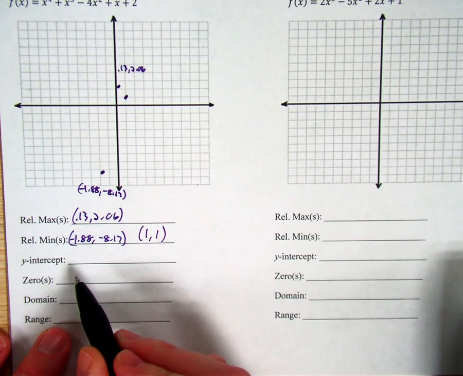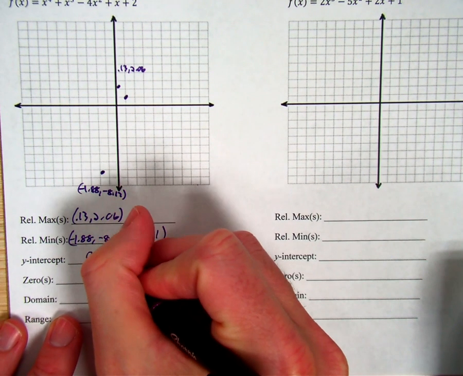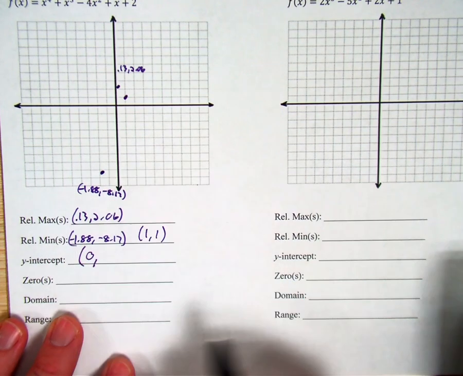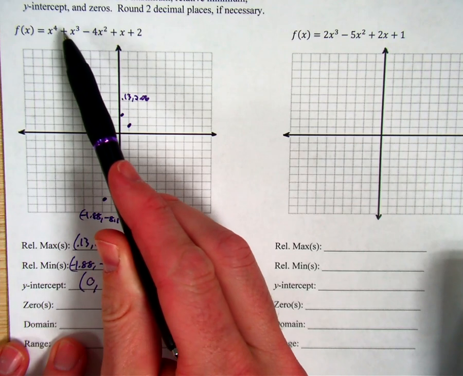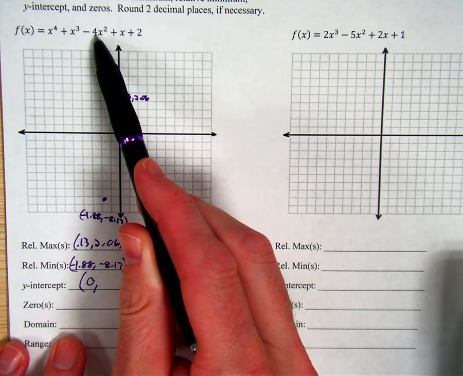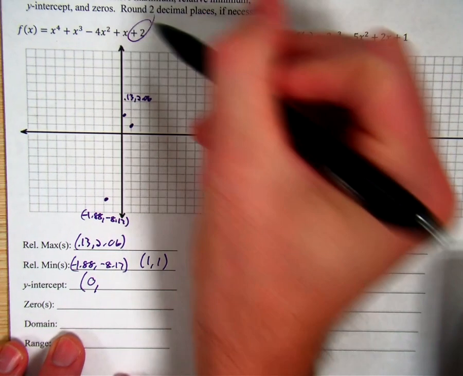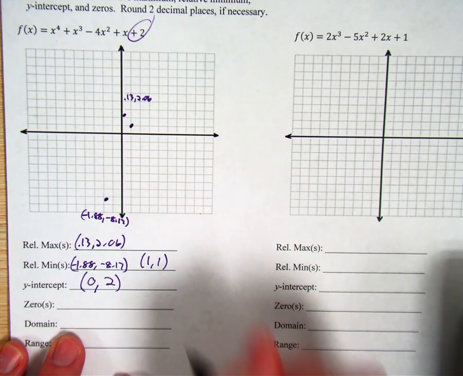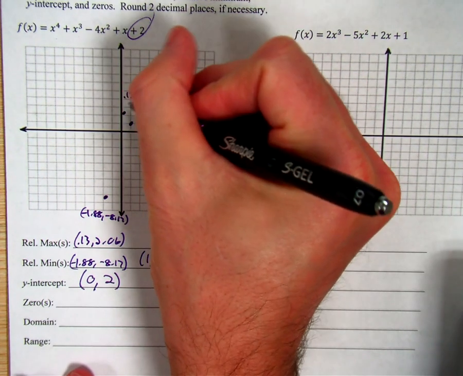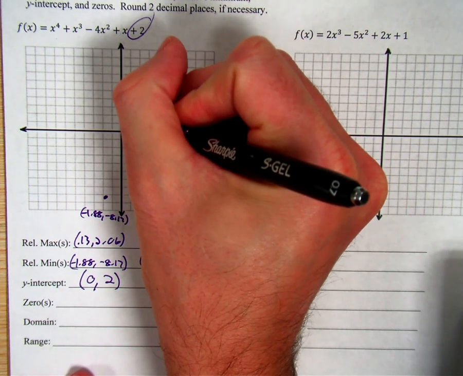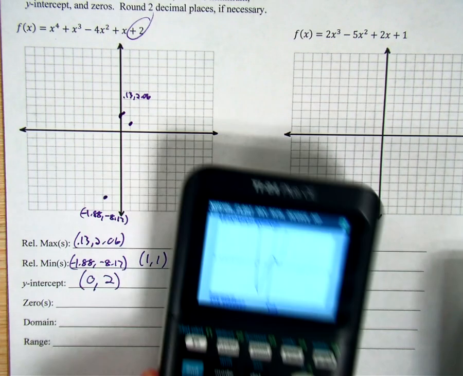Okay, y-intercept, I don't need the calculator, neither do you, because the y-intercept always happens at 0 comma something. If I plug 0 in, 0 plus 0 minus 0 plus 0 plus 2, the y-intercept should be that last number: 0 comma 2. Which didn't really help us out a whole lot because it's right next to that little maximum we had.